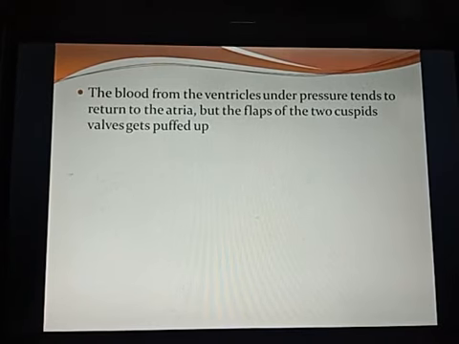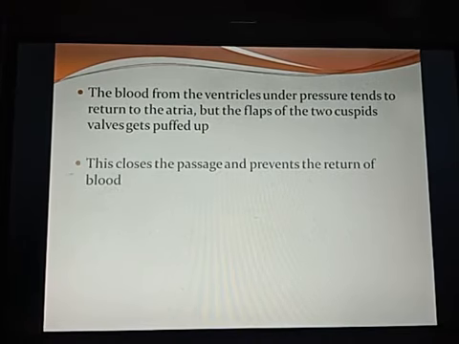The blood from the ventricles under pressure tends to return to the atria. But do you think it will return to the atria? No. There are flaps. The flaps of the bicuspid valves get puffed up, or swell up, due to the presence of the chordae tendineae. They will prevent the backflow of the blood. This closes the passage and prevents the return of blood. Thus the blood cannot be returned into the auricles or the atrium.